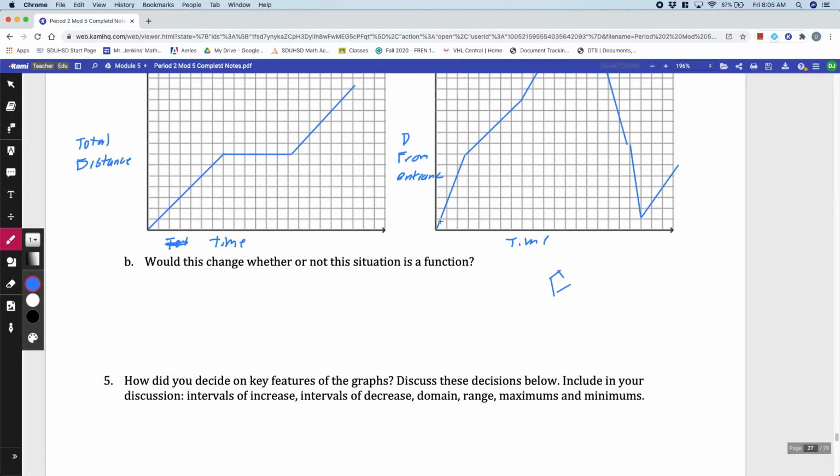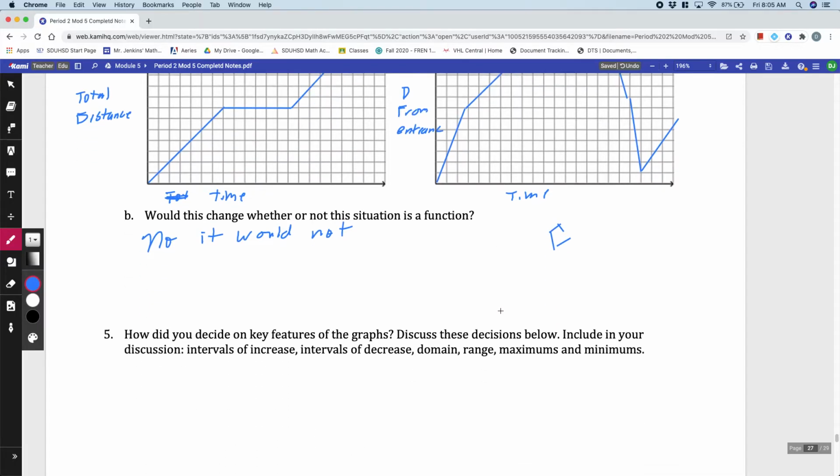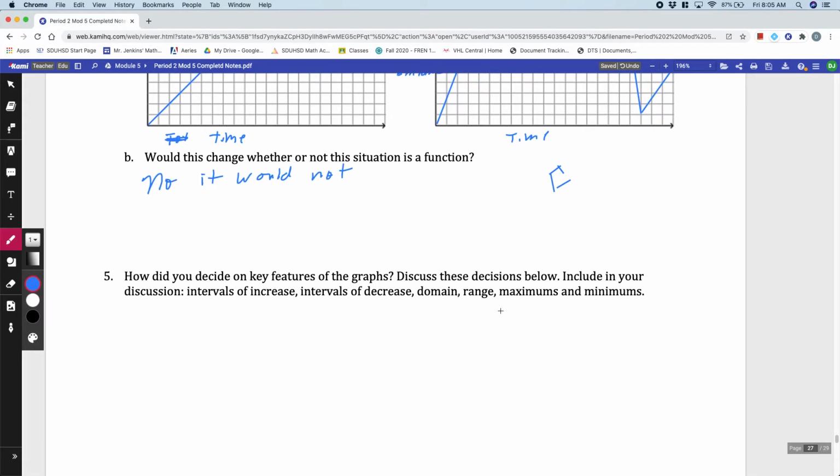Okay, would it change whether it's a function or not? And in both these cases, no, it would not. Because with this situation in particular, it's not saying that he's in two places at the same exact time. Okay? So, how did you decide on the key features of the graph?